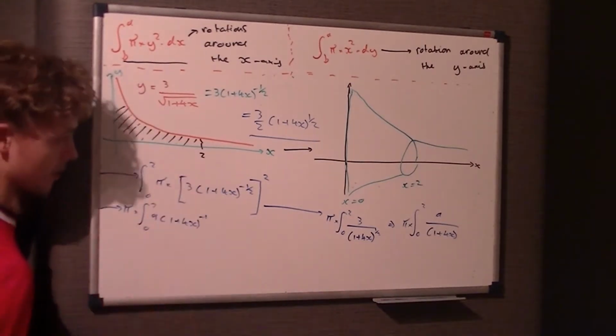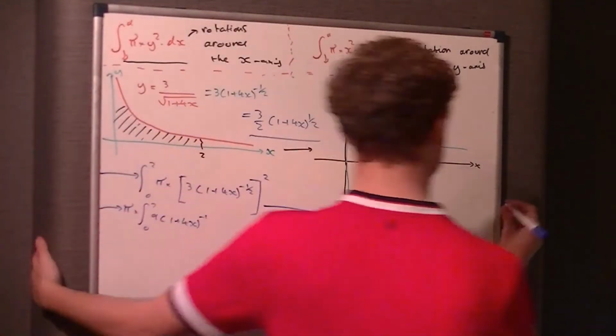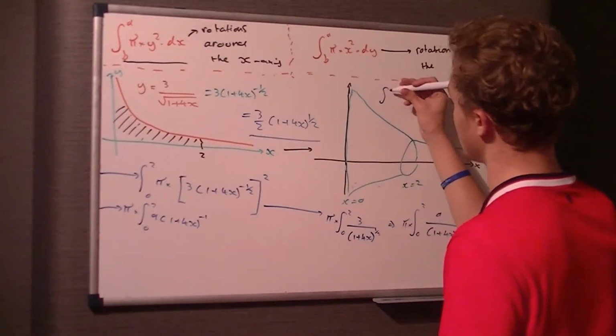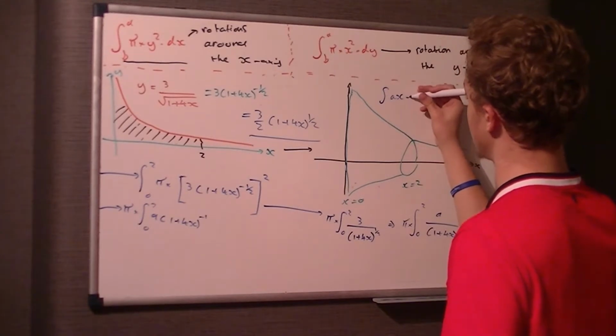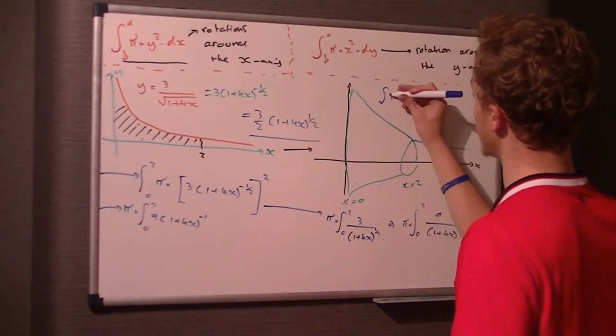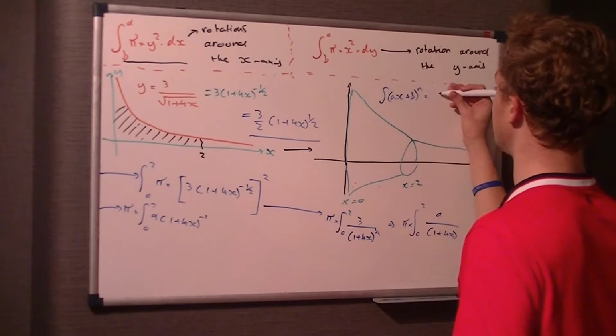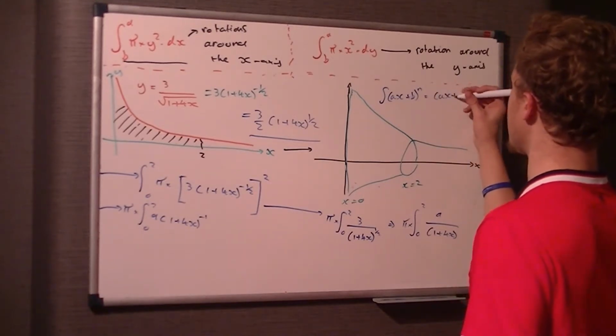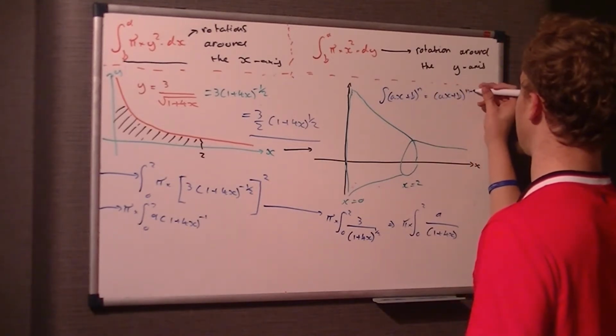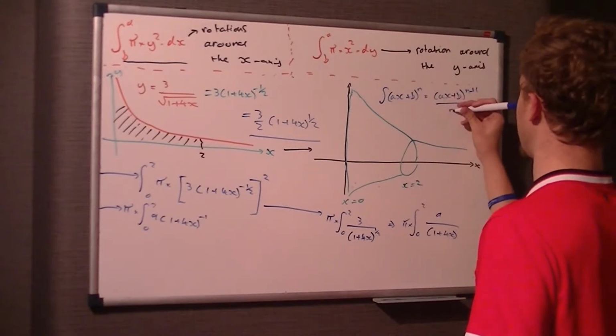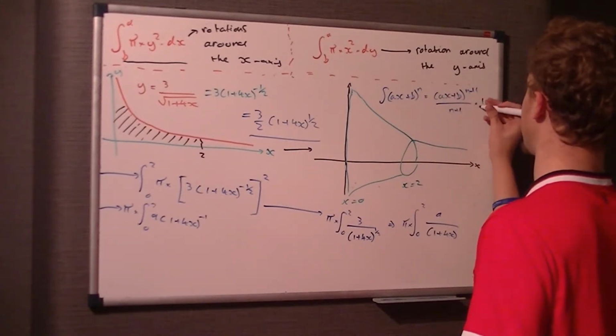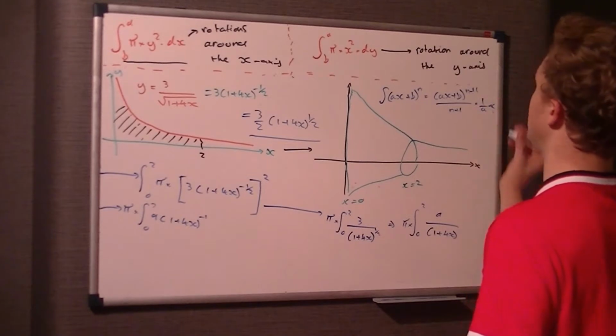So, use the same method that we did. I'll just remind you of the method. The method was the integral of ax plus b to the power n equals ax plus b to the power of n plus 1, we raise the power by 1, over n plus 1 times 1 over a, plus c.